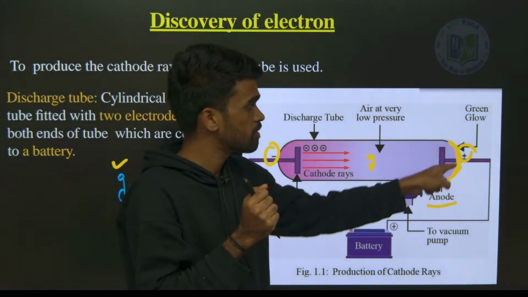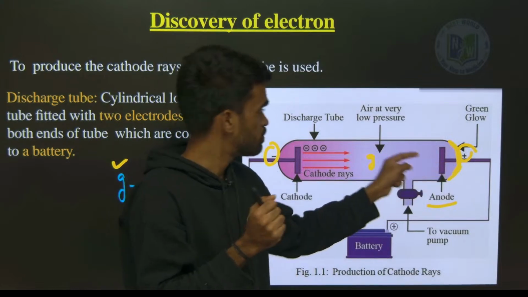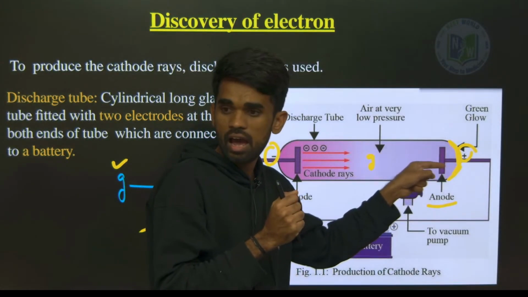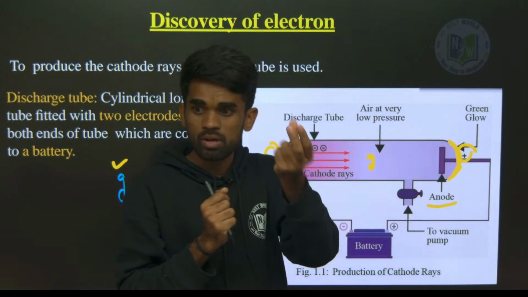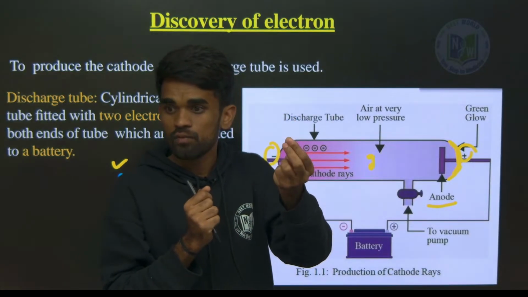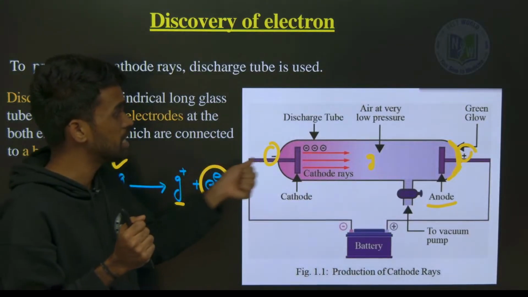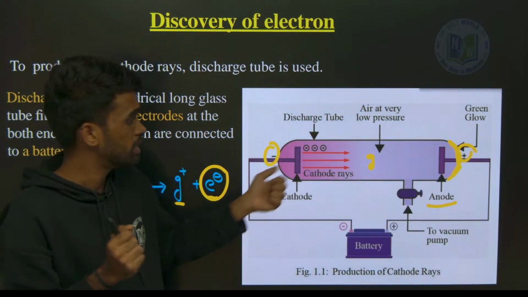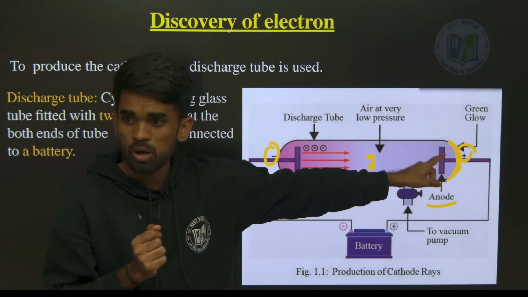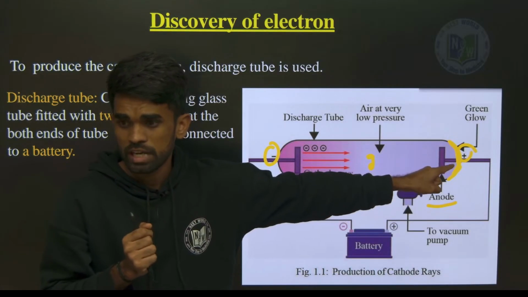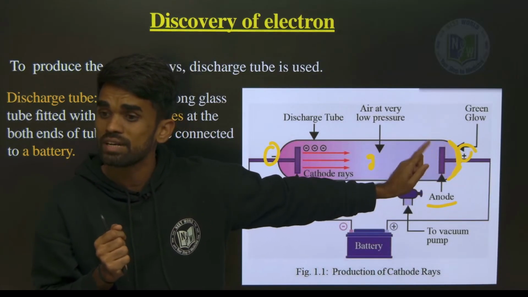This particle goes and hits this surface through the holes of this anode. Now what happens is that some glow will be seen, which is called fluorescence. By that he observed that some particles are being released from the gas and hitting the positive terminal of this electrode. It means definitely that the particle should contain what charge?